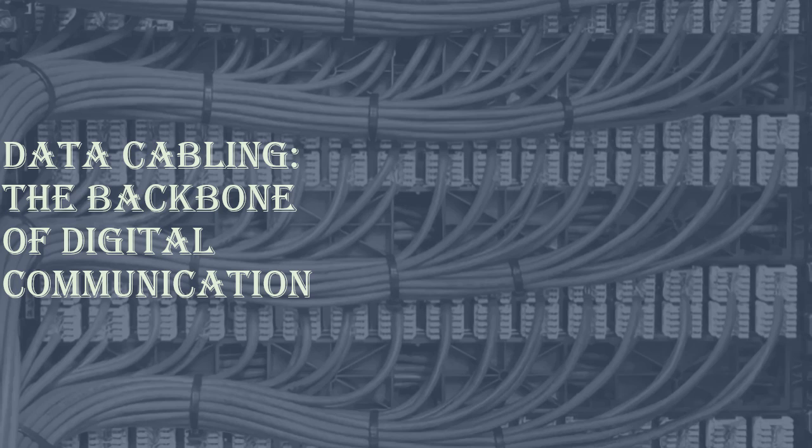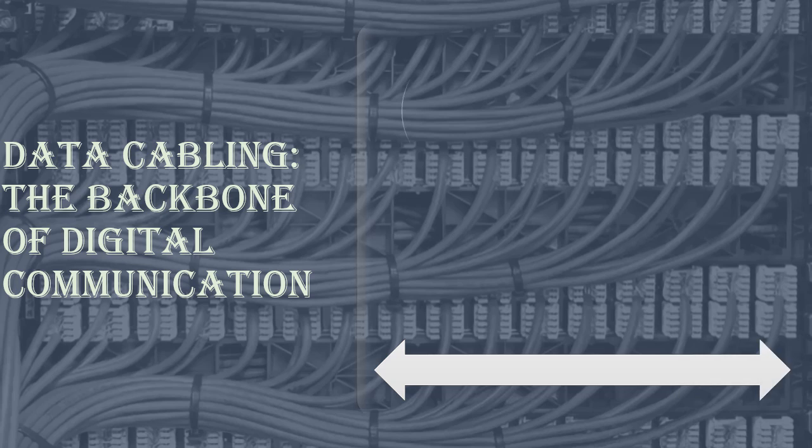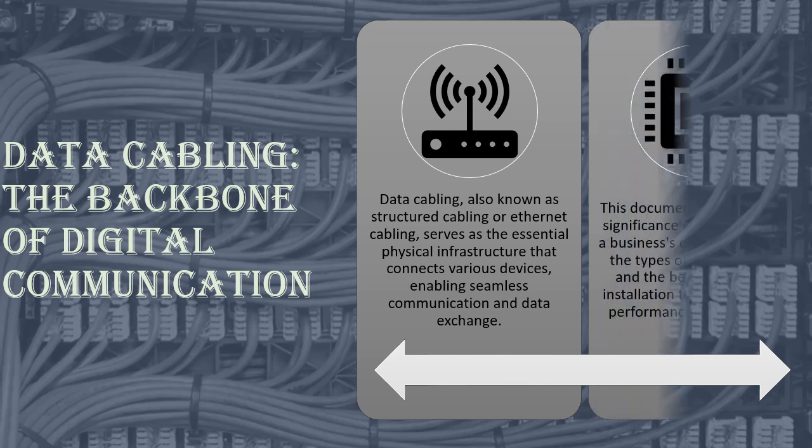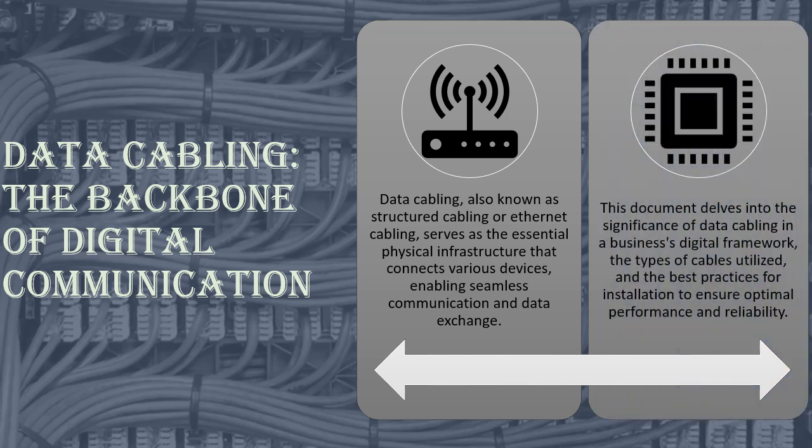Understanding data cabling, the backbone of digital communication. Data cabling, also known as structured cabling or Ethernet cabling, serves as the essential physical infrastructure that connects various devices, enabling seamless communication and data exchange. This document delves into the significance of data cabling in a business's digital framework, the types of cables utilized, and the best practices for installation to ensure optimal performance and reliability.